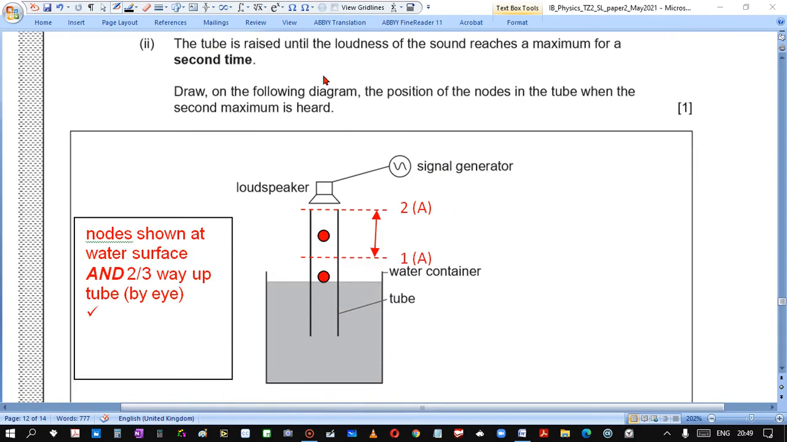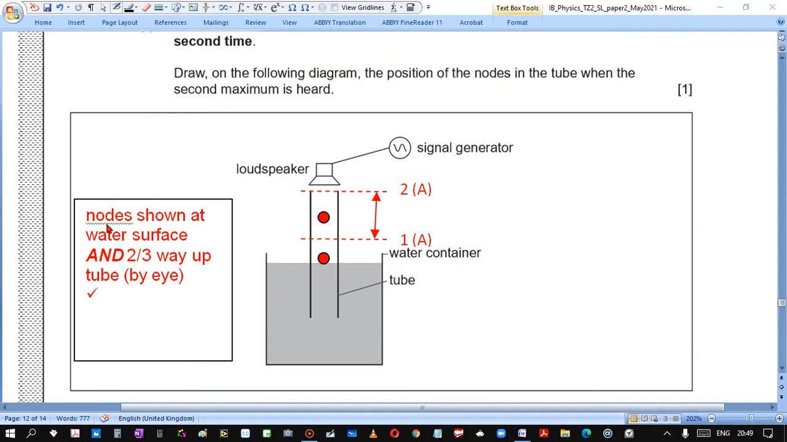The tube is raised until the loudness of the sound reaches a maximum for a second time. Draw on the following diagram the position of the nodes in the tube when the second maximum is heard. So first the top of the tube was at position 1, where we observed the first maximum. And then next is position 2, when we observe the second maximum. So a node is at the surface, an antinode is always at the open end.